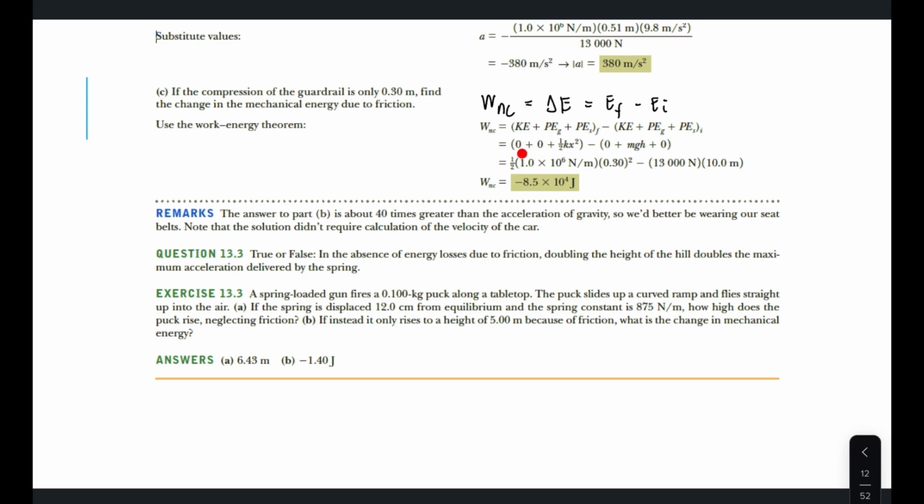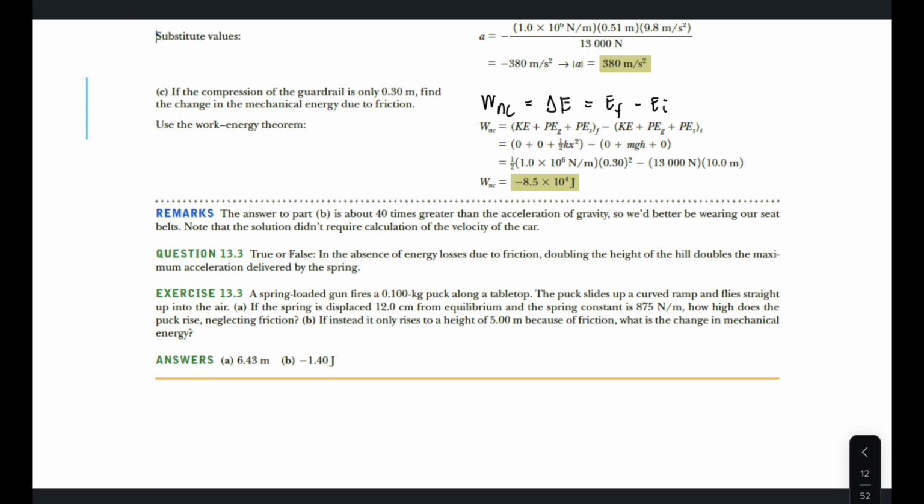The kinetic energy has stopped already, right? So the V final is 0, therefore KE final is 0. PEG, there is no more height, so PEG is 0 because h is 0. PES final, yes, we do have compression, so half k x squared. This is the unknown. This is the information of 0.3 meter just now.